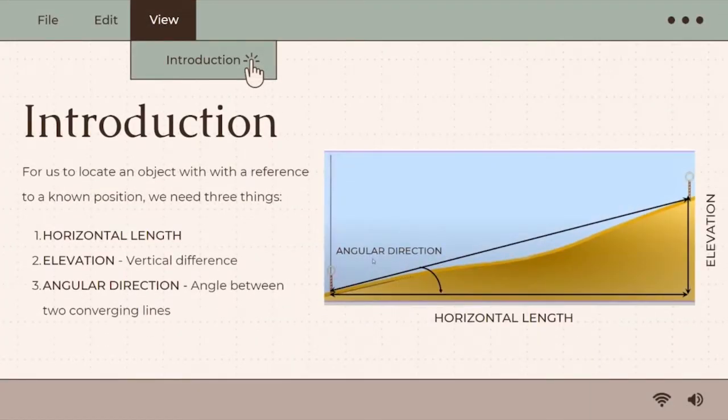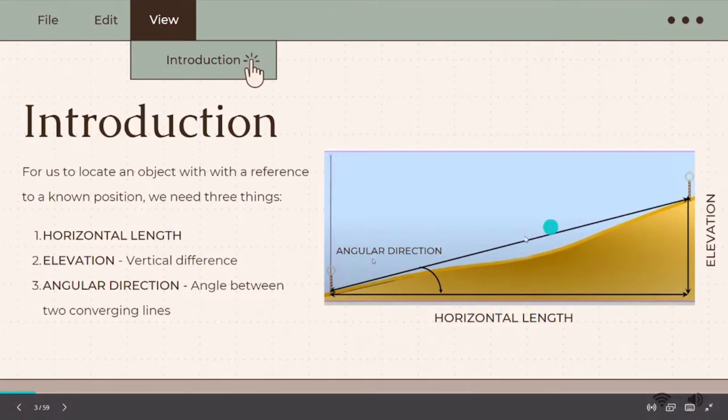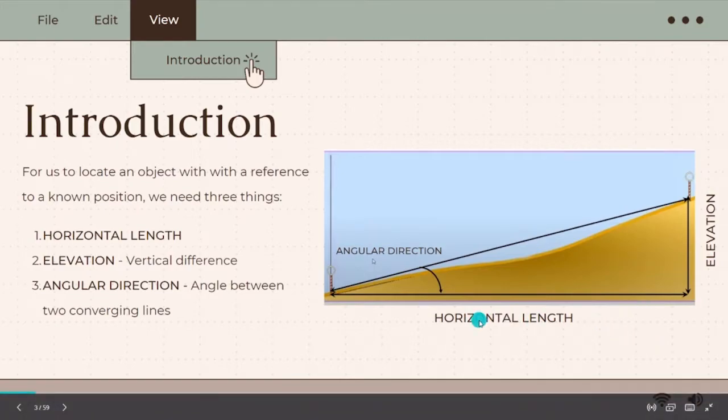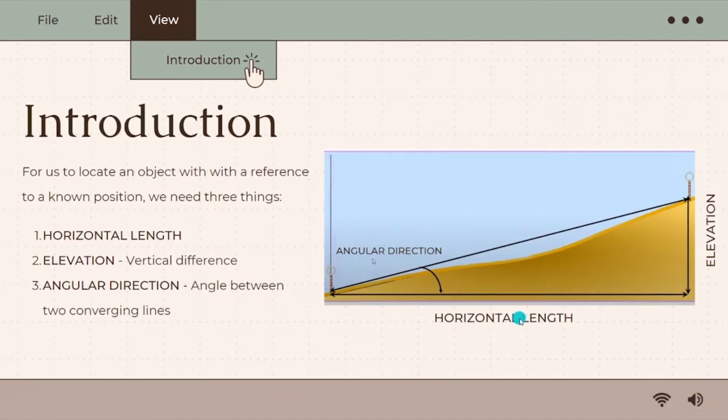So for our introduction, for us to locate an object with a reference to a known position, we generally need three things: the horizontal length, the elevation, and the angular direction. Both the horizontal length and the elevation can be measured by using differential leveling or the other levelings that were previously discussed by the third reporters. And lastly, the angle between two converging lines is what we call the angular direction. If we have the lines of the elevation and the horizontal length that are converging, then the angle between these converging lines is what we call the angular direction or the angle.